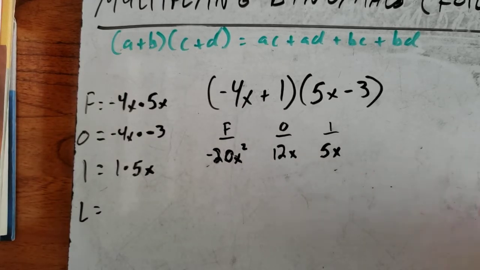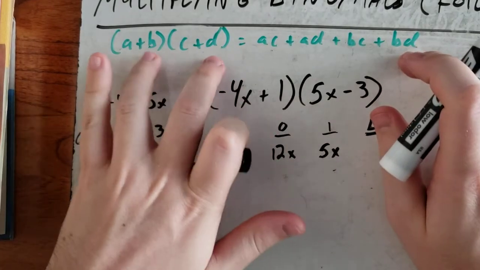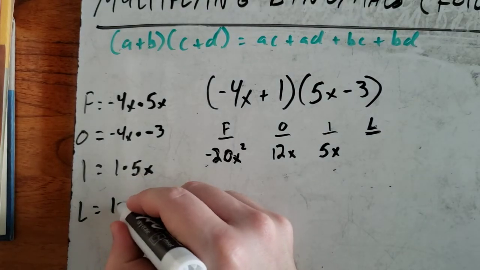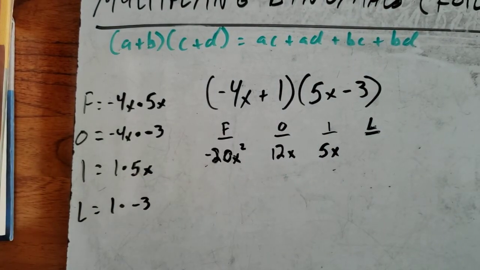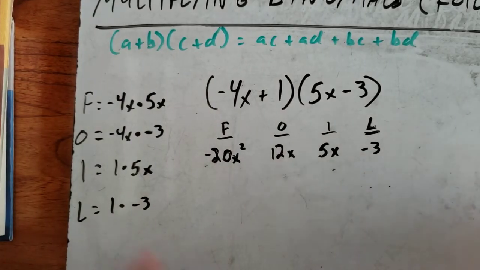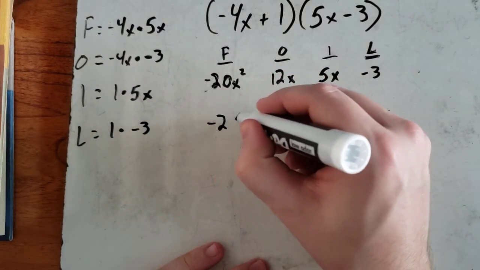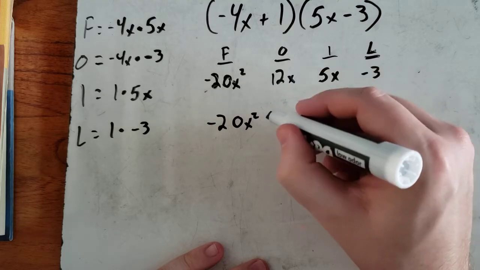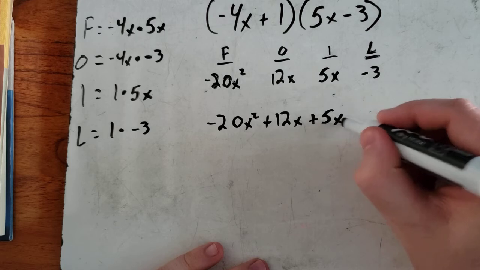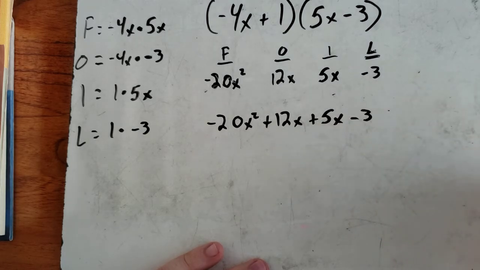And then our last term, our L here, our B and our D terms, our last terms in each one, we have a 1, then negative 3. So 1 times a negative 3. When we multiply that, remember, anything times 1 is itself, so we get a negative 3. Okay, so make an equation. Negative 20x squared. Our 12x is positive, so plus 12x. Our 5x is positive, so plus 5x. And our negative 3 here, so minus 3.